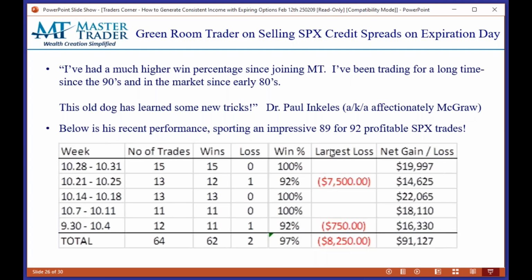There's my buddy McGraw. And yeah, this is an old chart also, but look, 89 of 92, he's successful, 97%. And if anybody tells you 100% winning rate, I just hang up on them, because that's just not realistic. So look, he's showing you his losses. That was a big hit, $7,500, but net he's up 91 grand.